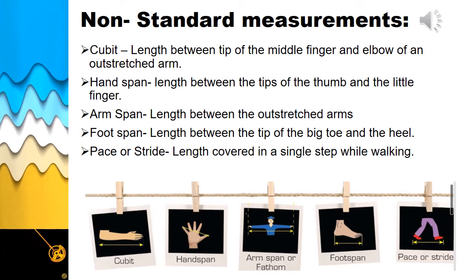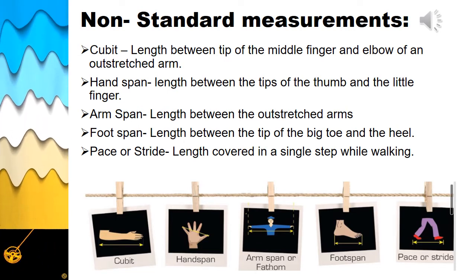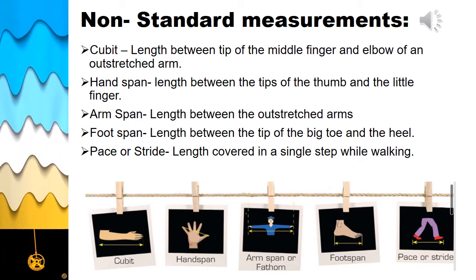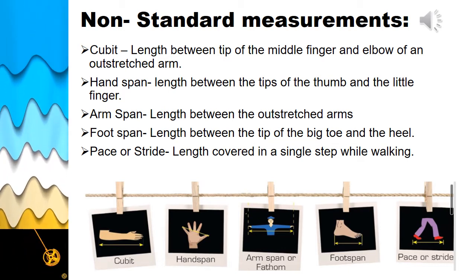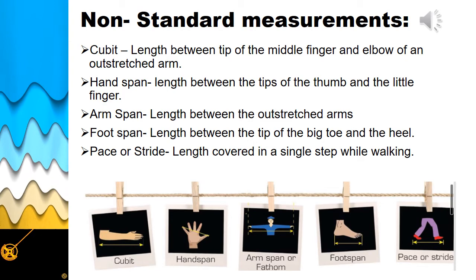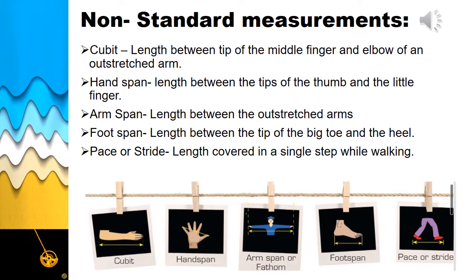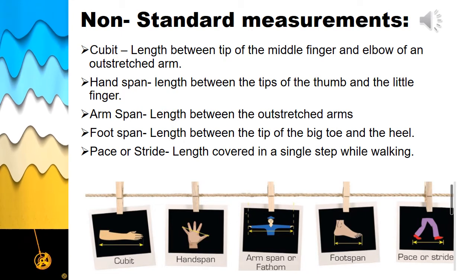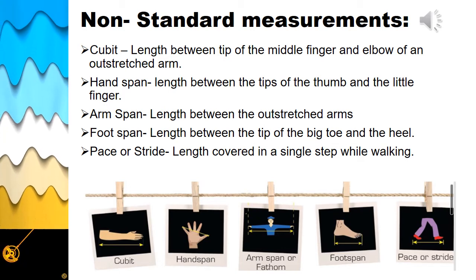In short, they used non-standard measurements like the cubit, which is the length between the tip of the middle finger and the elbow of an outstretched arm. Then the handspan, which is the length between the tips of the thumb and the little finger. Arm span, the length between the outstretched arms. Then we have foot span, the length between the tip of the big toe and the heel. Pace or stride, you can say, which is the length covered in a single step while walking.